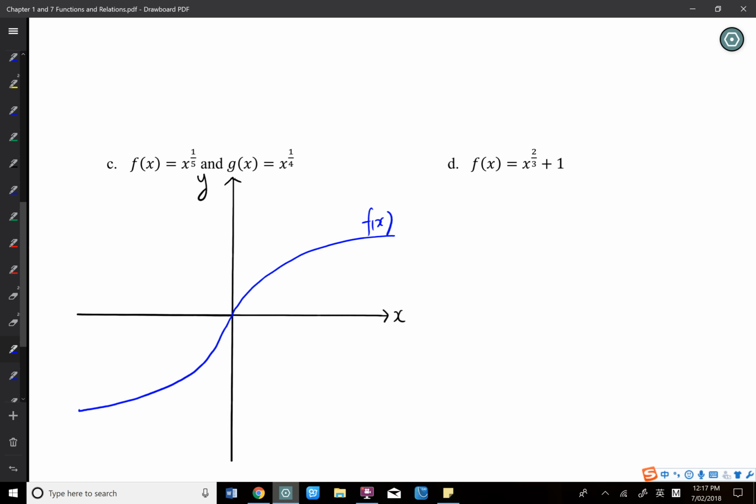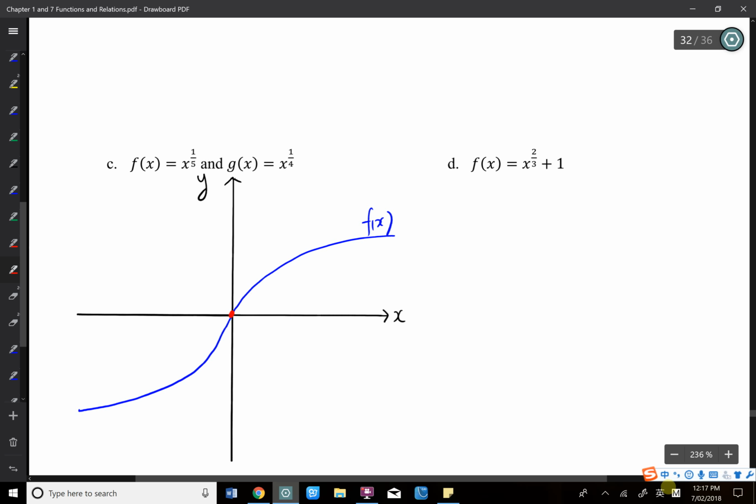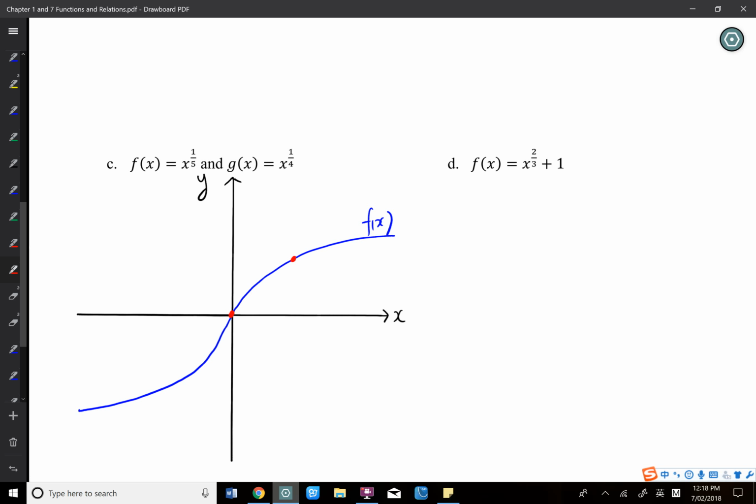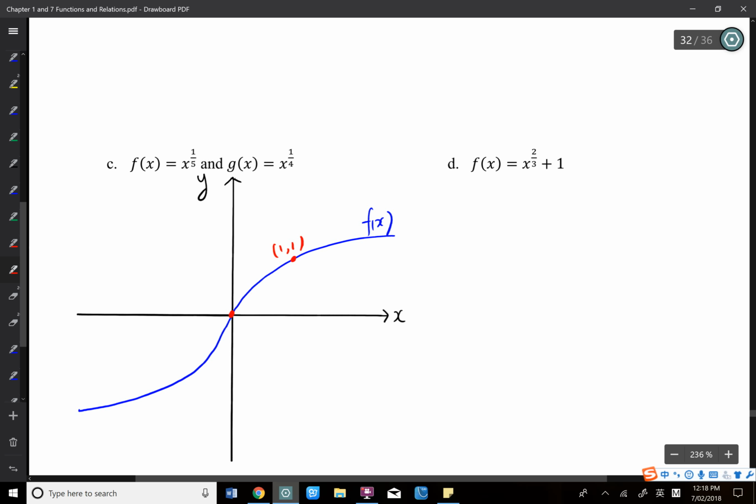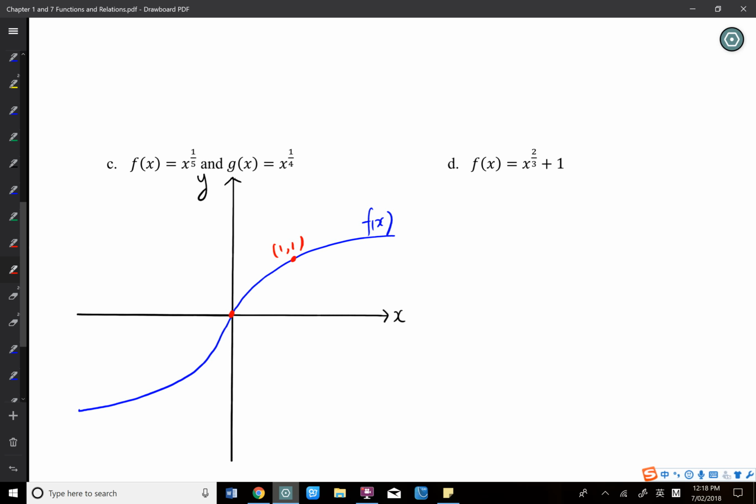Origin and 1. Okay, it always has 1, 1 as an intersection. 1 to any power will be 1. Question: do you think after 1, this point is 1, 1 already, don't worry about that. Do you think x to the power of a quarter or x to the power of 1/5 will be higher?